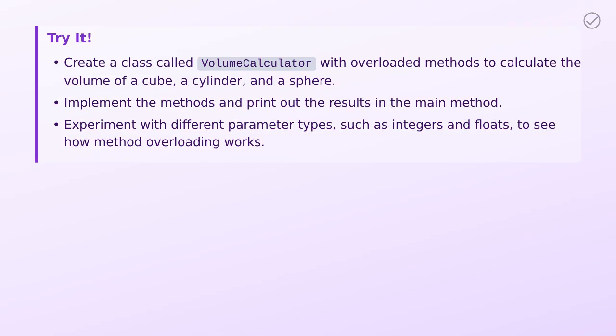Go ahead and work through this exercise. First, create a class called VolumeCalculator with overloaded methods to calculate the volume of a cube, a cylinder, and a sphere. Next, implement the methods and print out the results in the main method. Also, experiment with different parameter types such as integers and floats to see how method overloading works.